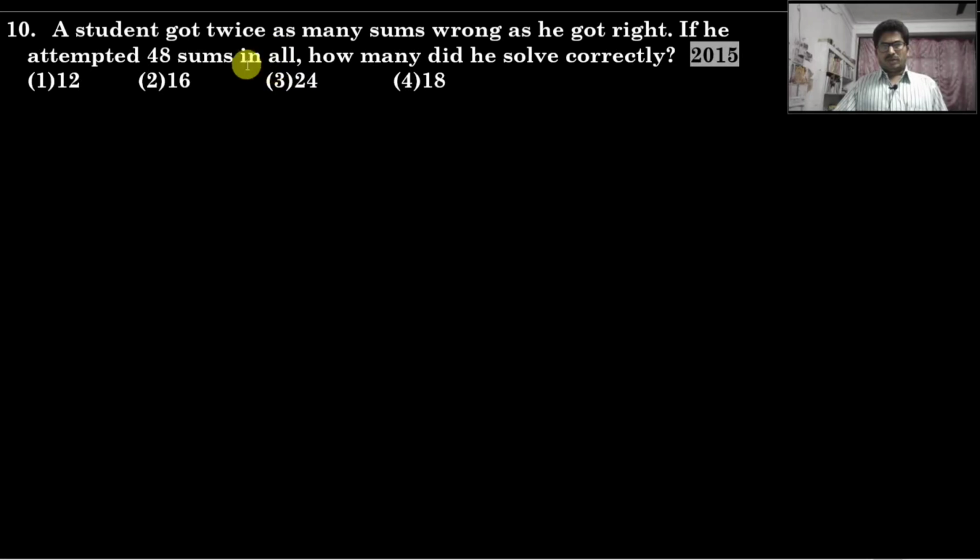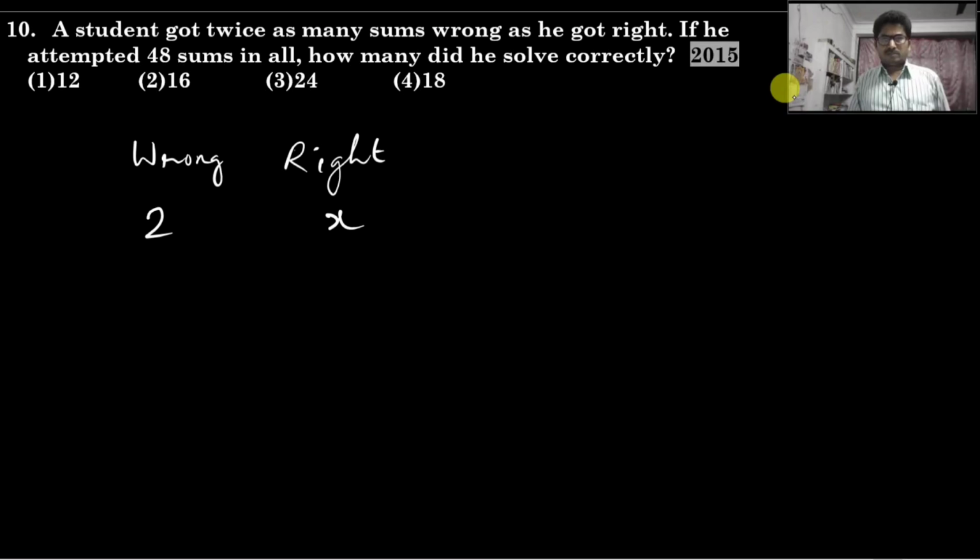Tenth question. A student got twice as many sums wrong as he got right. If he attempted 48 sums in all, how many did he solve correctly? So if we know the right questions, we can find the wrong answers. So here right is X, wrong is twice.